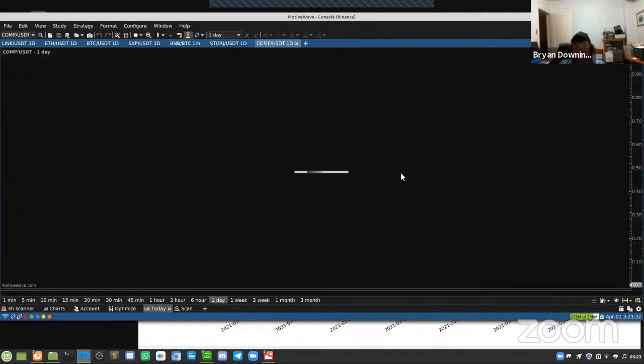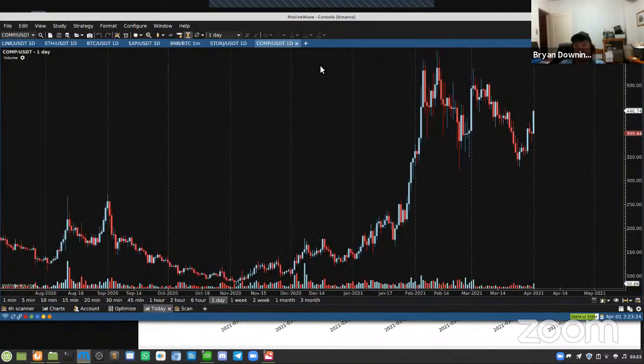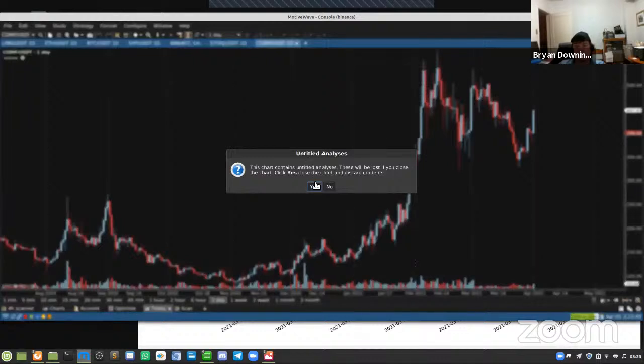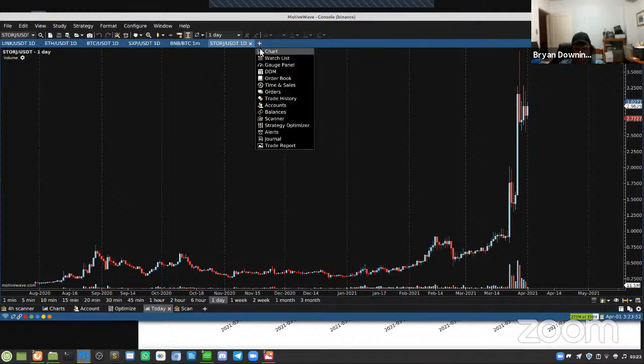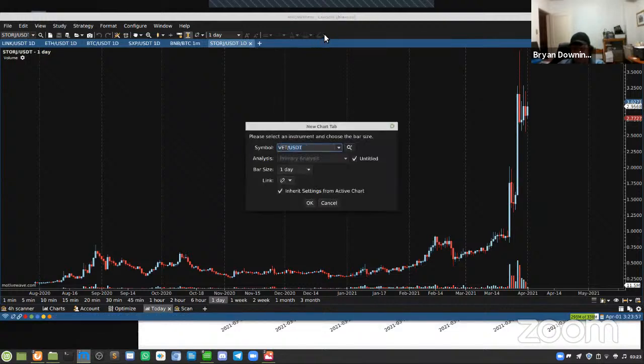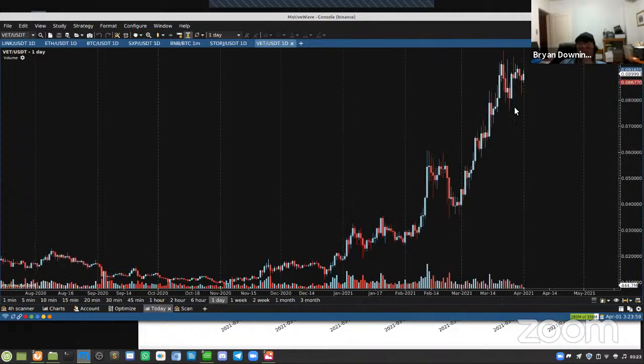But let's move on to the next coin. Okay, so there's Compound there. It was a downer, it looks like, yesterday, but it seems to be on a tear right now. Let's look at VET. VET USDT. Another downer, but it did pretty good. 75% win ratio on 8 positions.